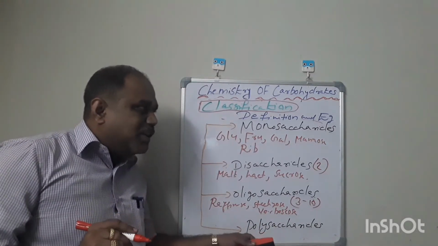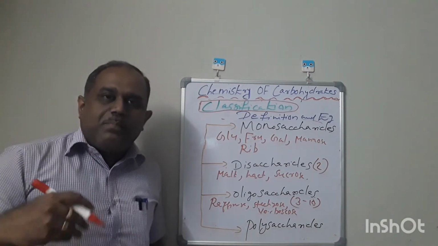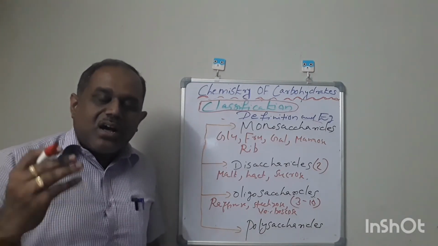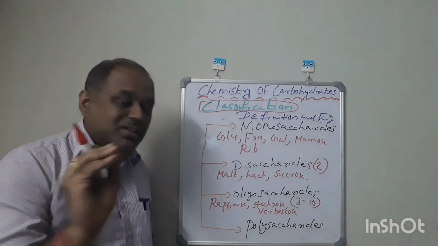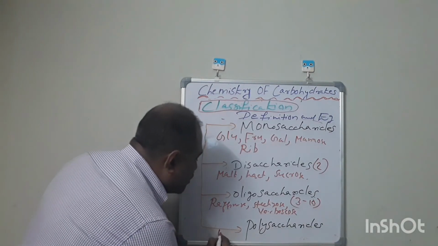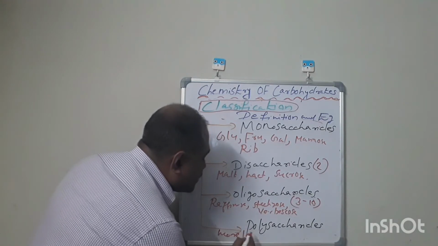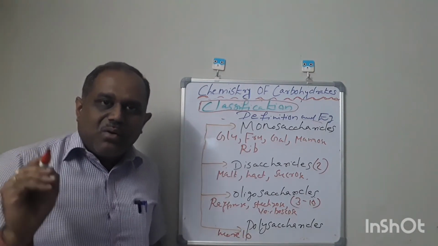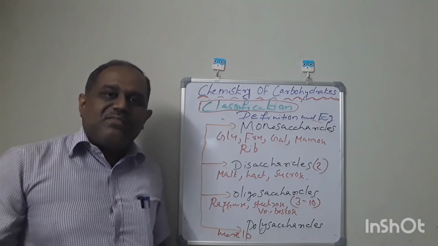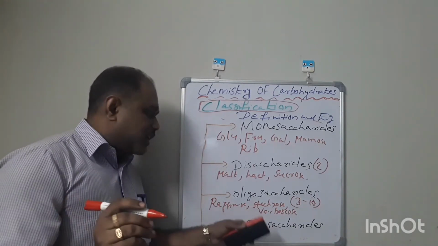Now coming to polysaccharides. Poly means many. Carbohydrates which on hydrolysis give more than 10 monosaccharides are called polysaccharides.